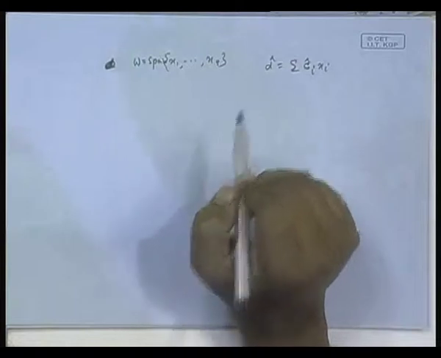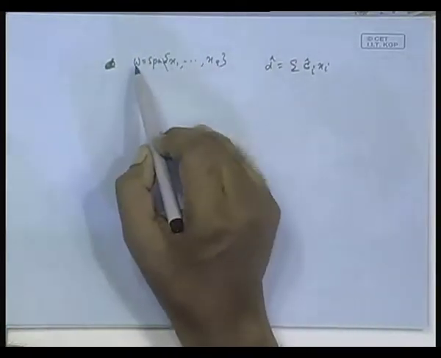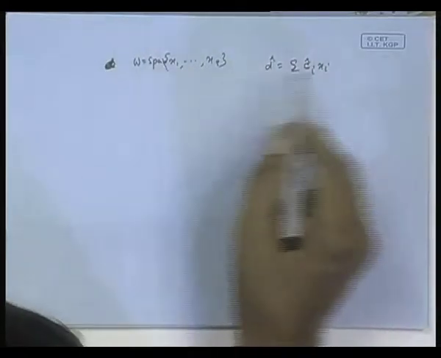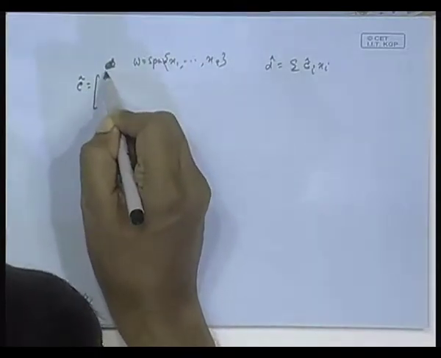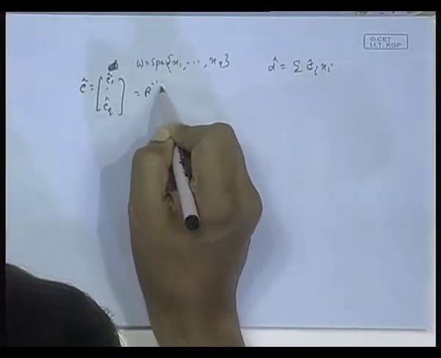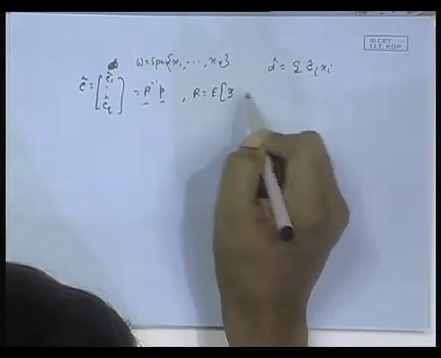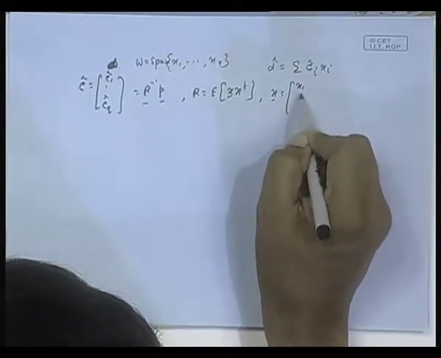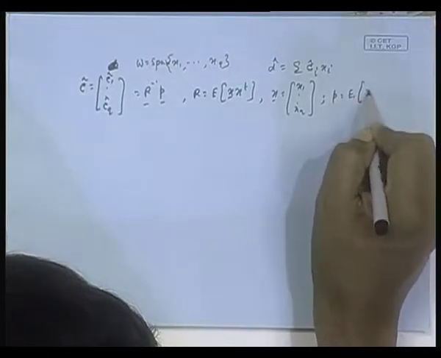But those optimum coefficients will need the correlation values between x1 to xq and the cross correlation between the external variable D with each of x1 to xq. In fact, that optimal C cap vector, C1 cap dot dot dot Cq cap, was R inverse P, where R was E of x x transpose, all are real, x is x1 dot dot xq, and P is the cross correlation vector, right. This is what we know.